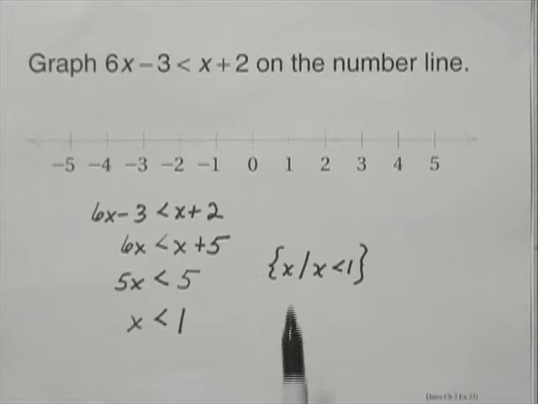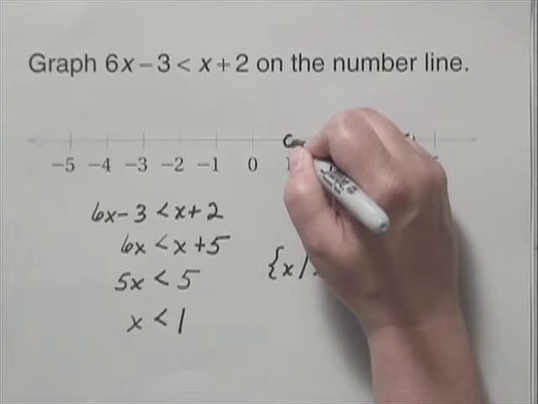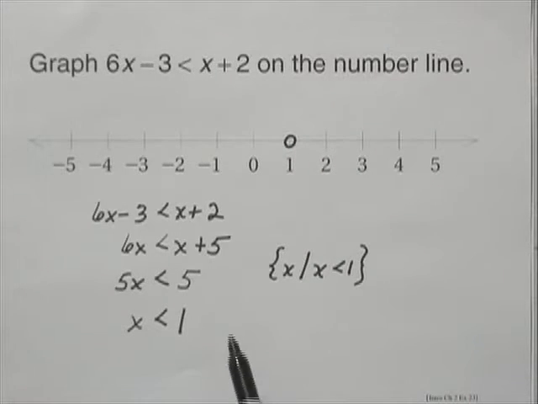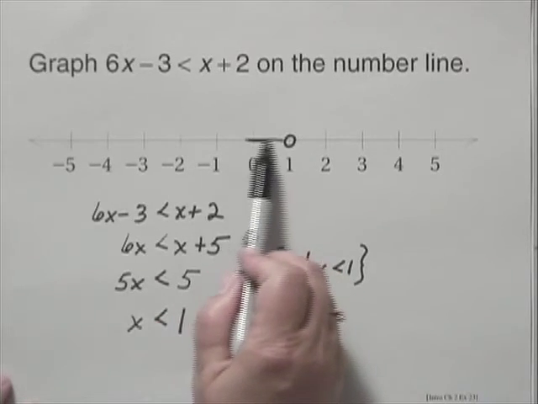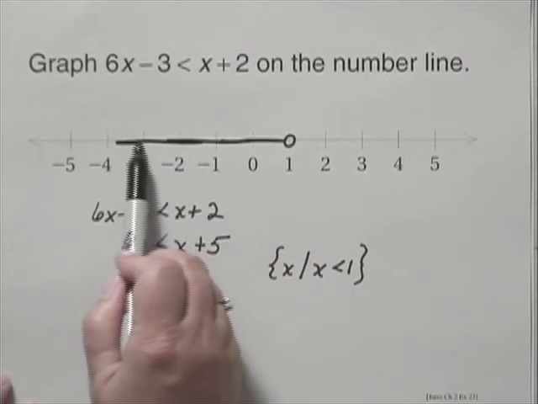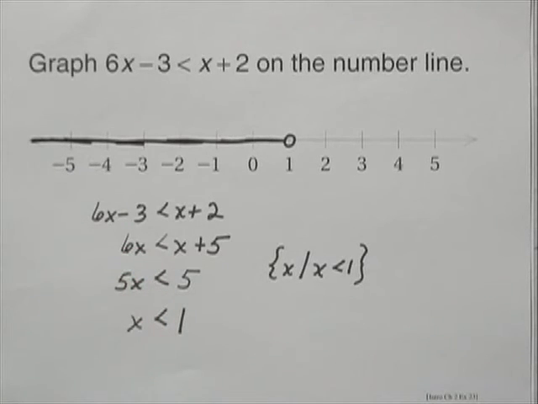For the graph, we mark 1 on the number line with an open circle indicating that 1 is not part of the graph, and we shade all the numbers less than 1. And that's the graph of the solution set of the inequality.